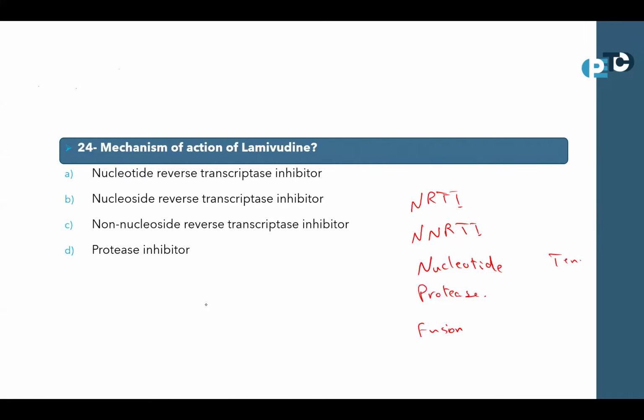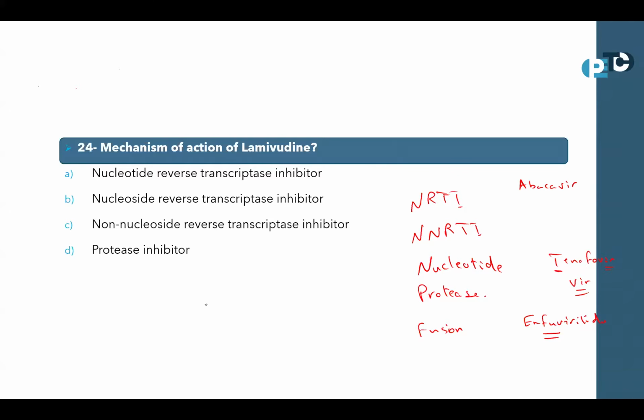Nucleotide, we have tenofovir. Fusion, we have enfuvirtide. Tenofovir by T, enfuvirtide containing FU. Protease inhibitors, all of them end with -vir, except tenofovir and abacavir. Tenofovir is a nucleotide reverse transcriptase inhibitor, and abacavir is a nucleoside reverse transcriptase inhibitor.